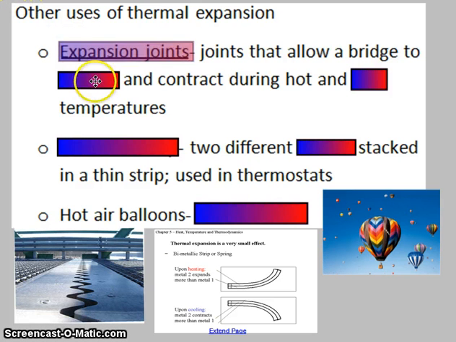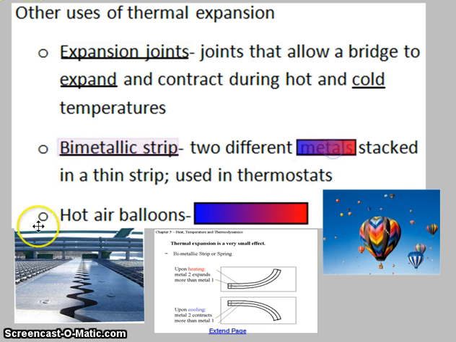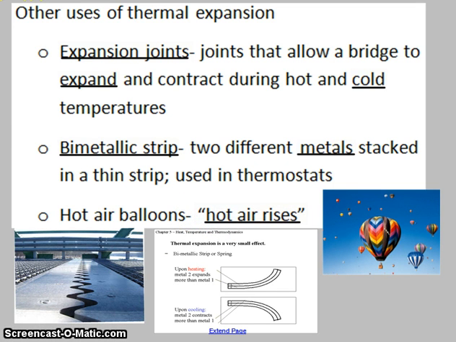Some other uses of thermal expansion would be expansion joints for a bridge that allow the bridge to expand and contract during hot and cold temperatures. Bimetallic strips, which are two different metals stacked into a thin strip, are used in thermostats. The center picture below shows a bimetallic strip and the principle of it contracting and expanding based on temperature. The final example would be in hot air balloons, and if you remember, hot air rises.